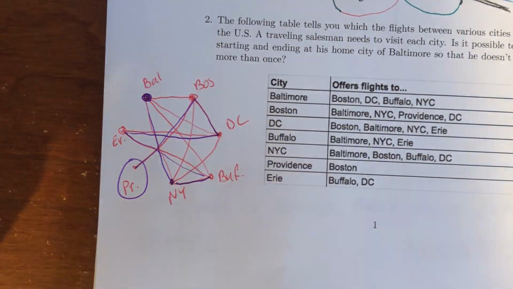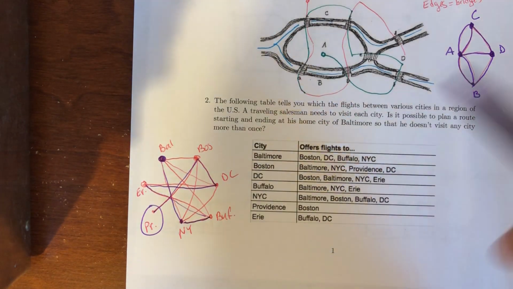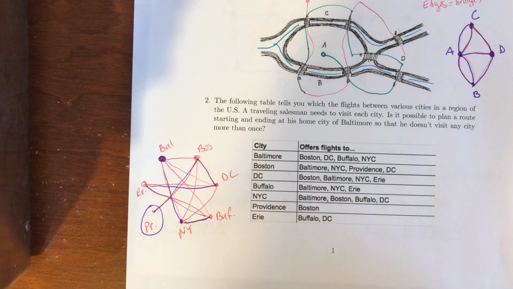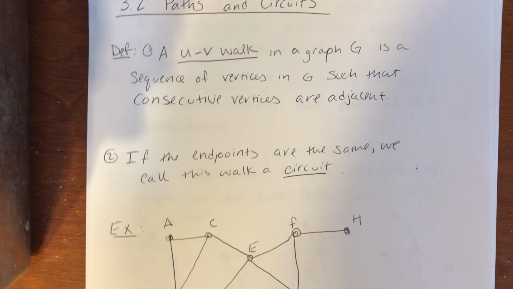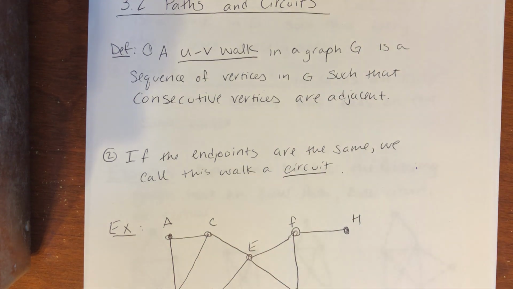Okay, so in both of these problems, we're looking for specific types of paths through our graphs, or walks through our graphs. And so let's go through a couple of definitions here. What is a walk, or a path, or a circuit?